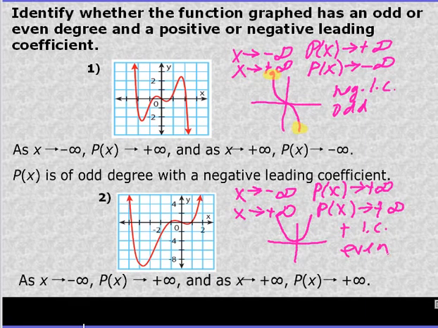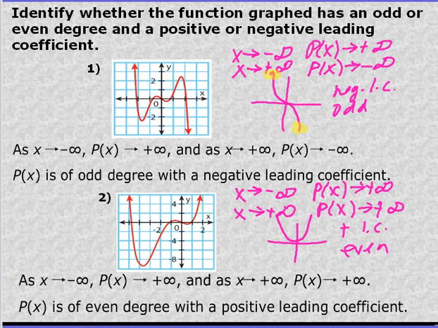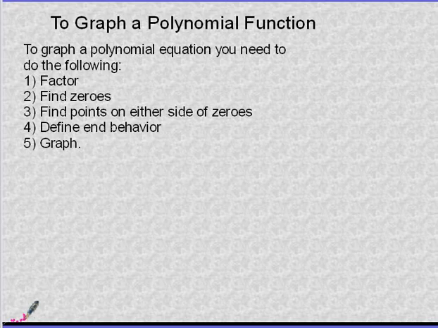Last thing we're going to do is graphing, and it's not really complicated. You're going to find zeros. We've learned how to do that before, and you're going to graph those and then graph or find a few extra points. So this is the procedure.